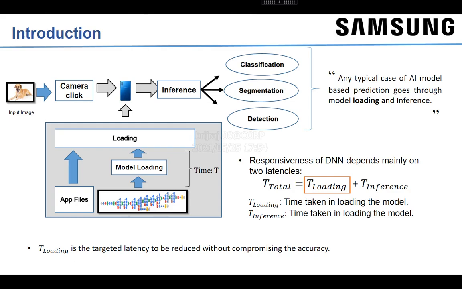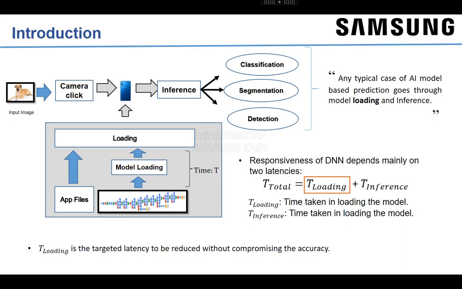As we encounter several DNN powered applications in our daily life, if we take a typical case of a prediction through a DNN model, we see that a sample is taken up onto the device, and that device has to perform two tasks basically. One task is to load the DNN model onto the working memory. The second task is to perform the inference with that model, right? And the task could be classification, segmentation, detection, or any other predicting task.